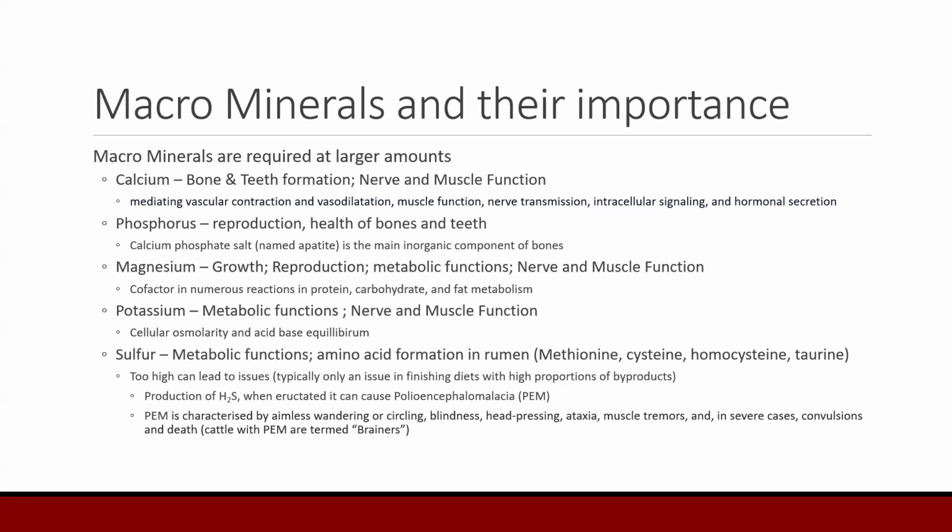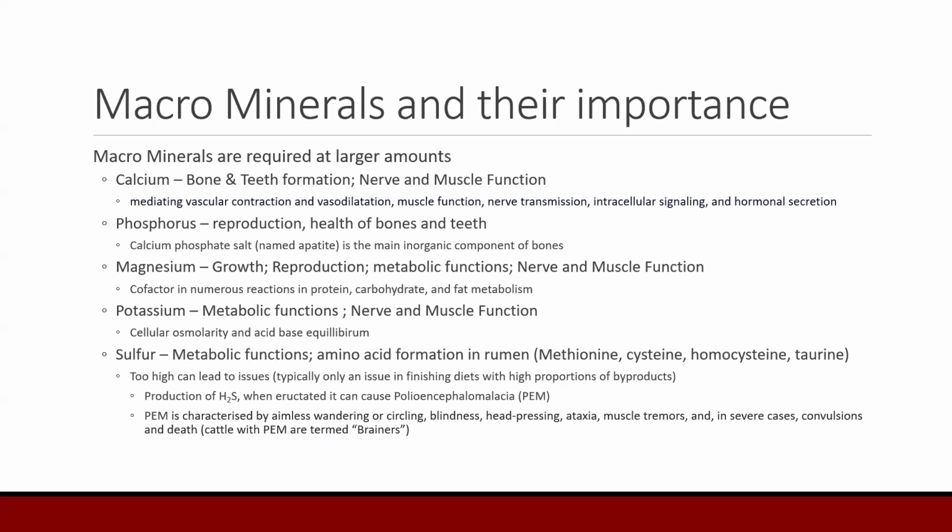Potassium, metabolic functions, nerve and muscle function. It is important in cellular osmolarity and acid-base equilibrium. One thing we'll talk about when we discuss ionophores, monensin, is how those ionophores pump potassium into those cells and create an imbalance in extracellular pressure, right? So it causes an osmolarity imbalance. We'll talk about that further.